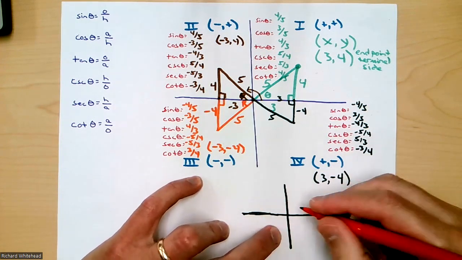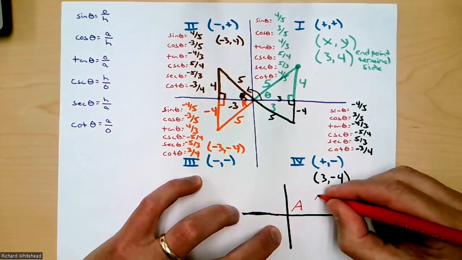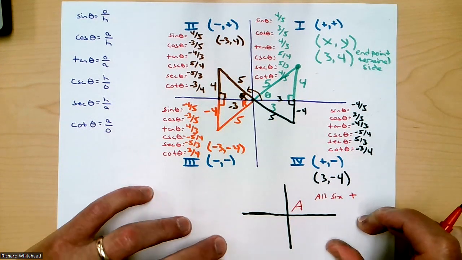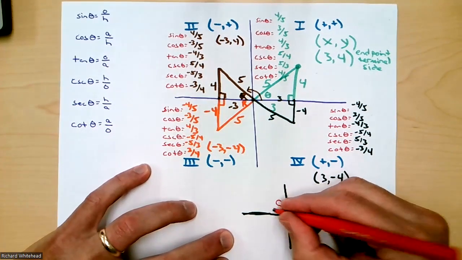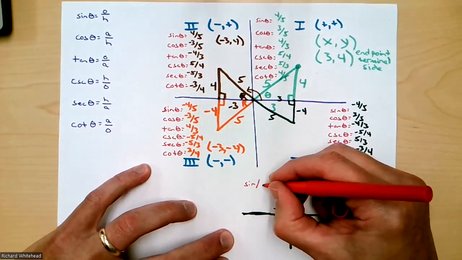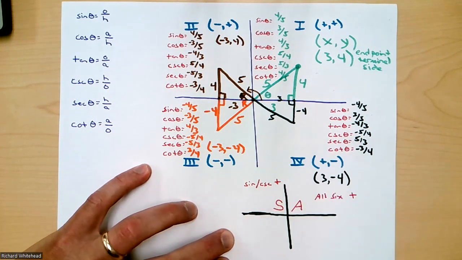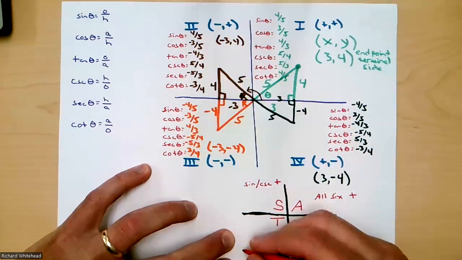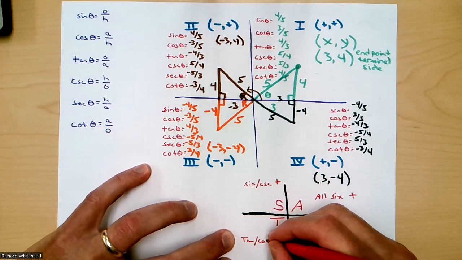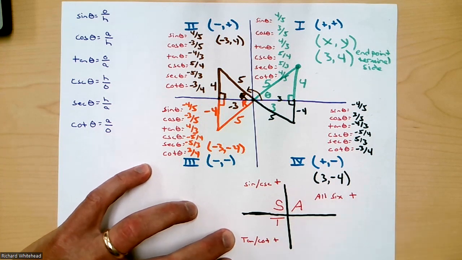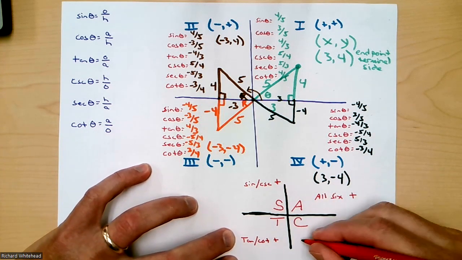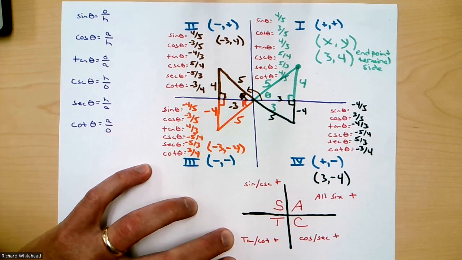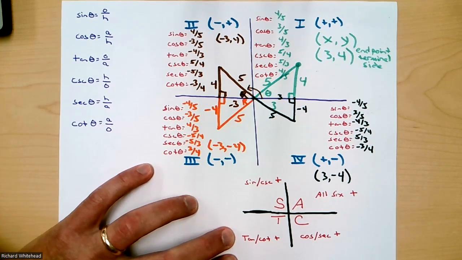First quadrant, all 6 are positive. Second quadrant, sine and its reciprocal are positive. Everyone else is negative. Third quadrant, tan and its reciprocal are positive. Everyone else is negative. Fourth quadrant, cosine and its reciprocal are positive. Everyone else is negative. So this is one of those patterns I keep talking about.